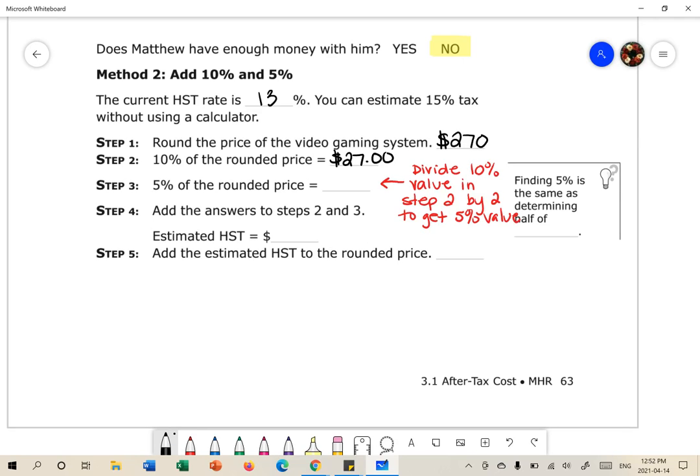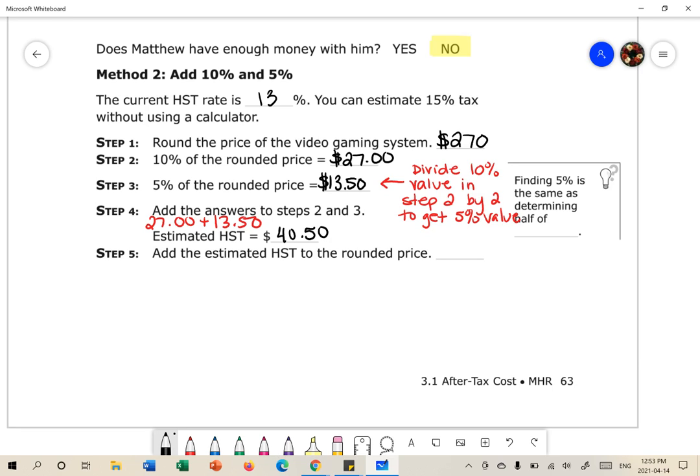So $27 divided by 2 is $13.50. Add the answers to step 2 and 3. Okay, so the HST will be $27 plus $13.50, which is $40.50.